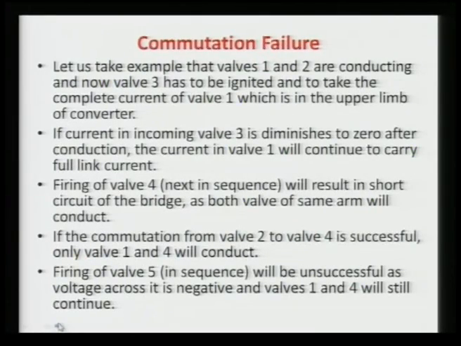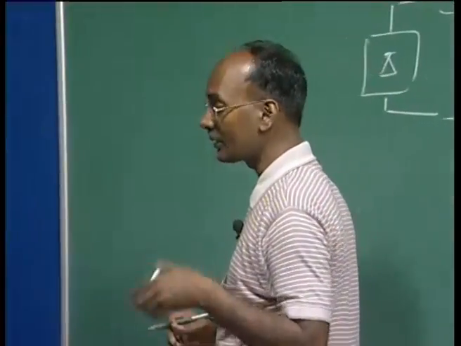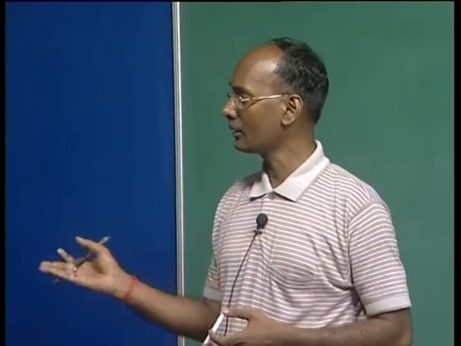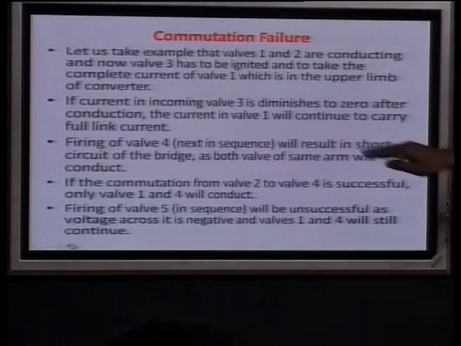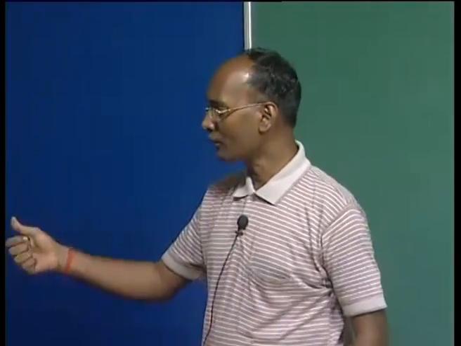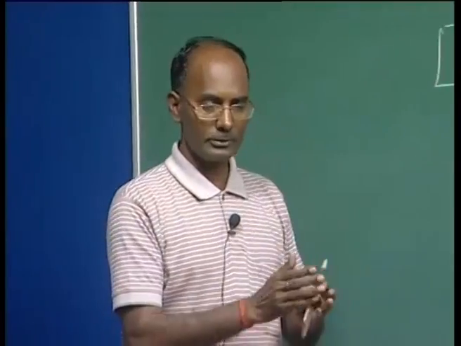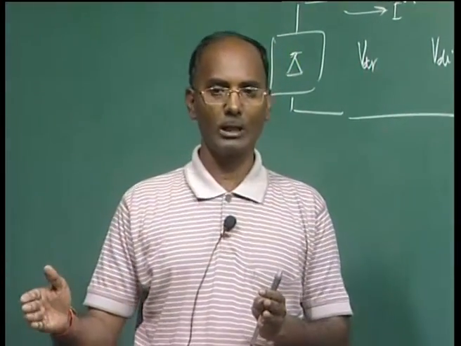Now we have to assume that valves 1 and 2 are conducting, and valve 3 is given the pulse and it is igniting. But after a certain time the commutation between 1 and 3 is not successful, the current is not completed, and it goes back to valve 1, and 1 and 2 are again conducting in the next sequence as well. We are firing the valve after every 60 degrees. So once 1 and 3 was unsuccessful, the next valve will come at 4.